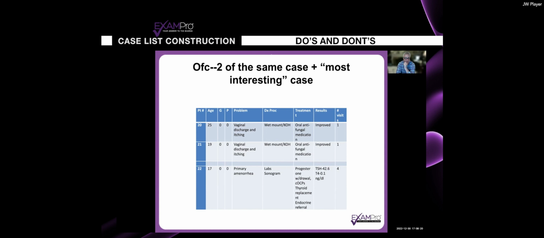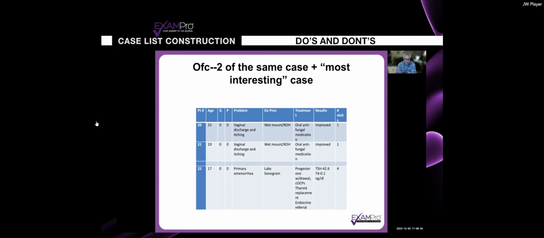So that's just an example, vaginal discharge and itching. You can see both 20 and 21, very similar patients, almost not exactly the same age, but close. Oral antifungal medication. Okay, not an exciting case to begin with, and we've used two cases to talk about the same condition.